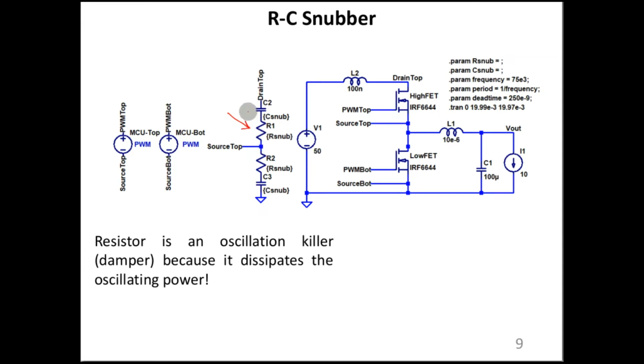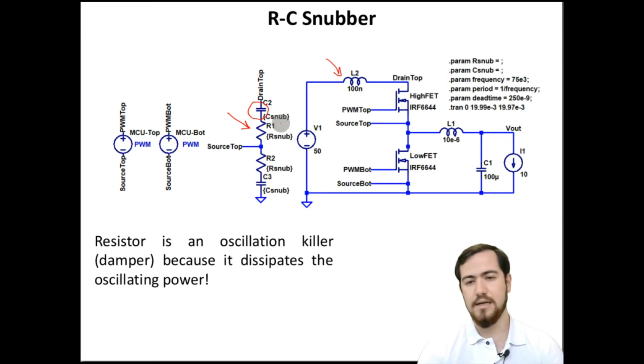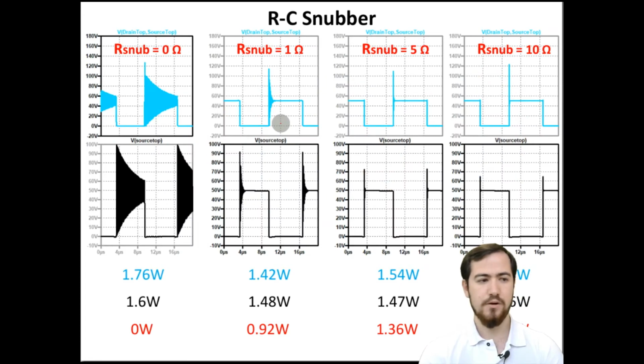We can connect an external resistance in series with these snubber capacitances. Note that the resistor is actually known as an oscillation killer or damper because it dissipates the oscillating power between the power loop inductance and the snubber capacitances. So we need to see that the oscillation waveforms should be eliminated for a resistive situation. Okay, here are the waveforms of this case.